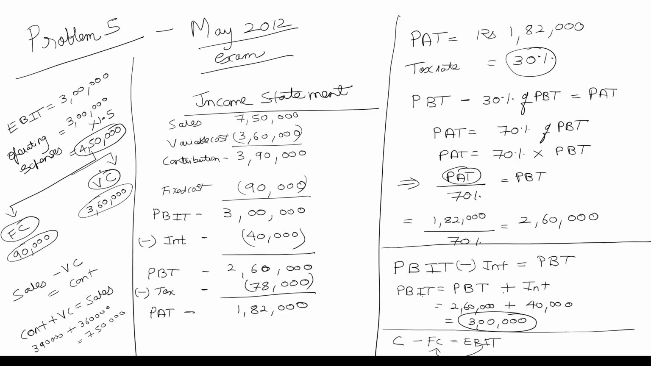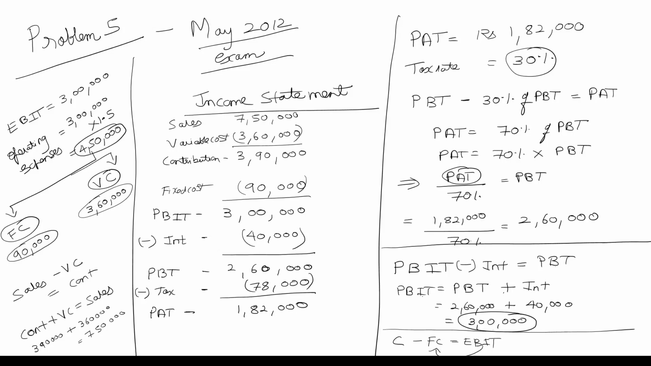This operating expenses, I segregated this into fixed cost and variable cost. Fixed cost was the depreciation component and the variable cost was the balance. So using the PBIT and fixed cost, I reverse worked and got the contribution, which was 3,90,000. And using the contribution and the variable cost, I reverse worked and got my sales. And now I have the entire income statement in front of me. So this was obtained by reverse working.